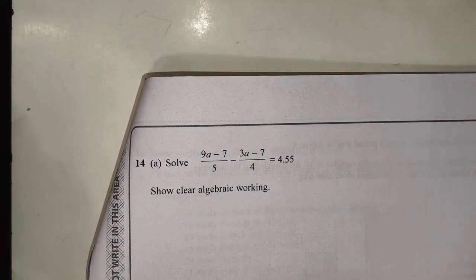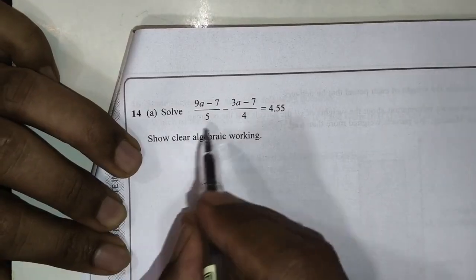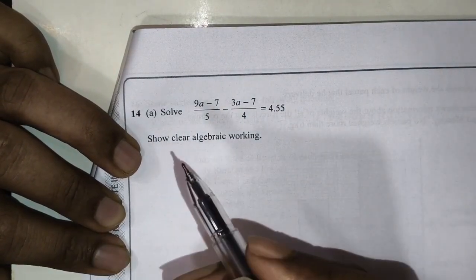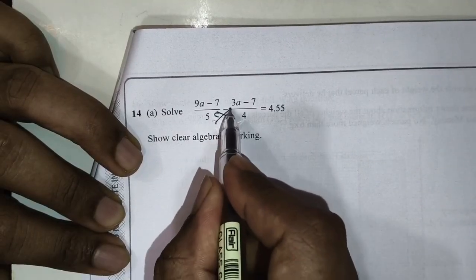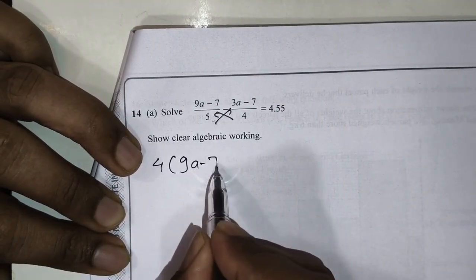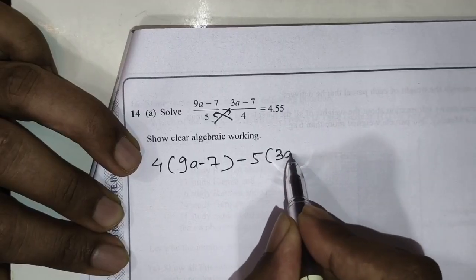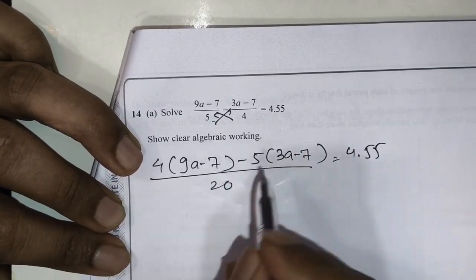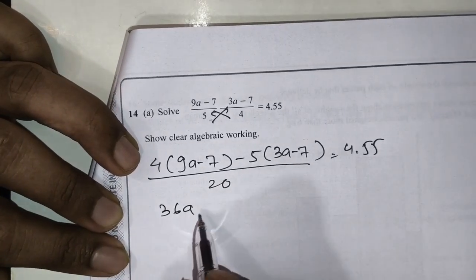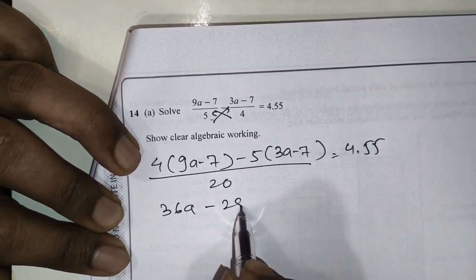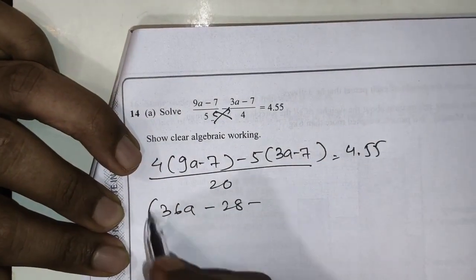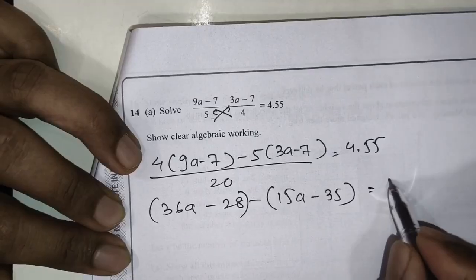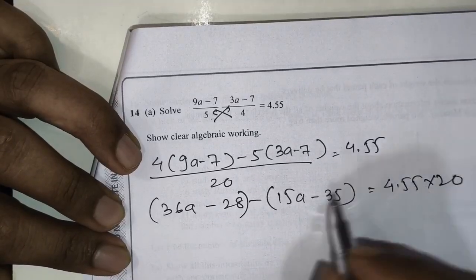We have to show algebraic working for this. So let's start. First of all, the overall denominator is going to be 20 because 5 4s are 20. Just cross multiply. So 4 into 9a minus 7 minus 5 into 3a minus 7 upon 20 is equal to 4.55. Let's open 36a minus 28. Keep it in the bracket. 15a minus 35 is equal to 4.55 into 20.